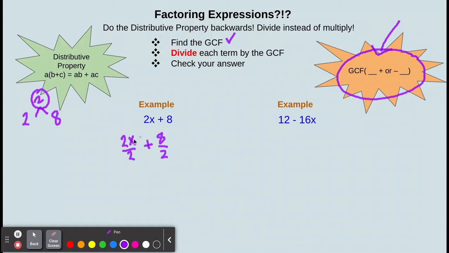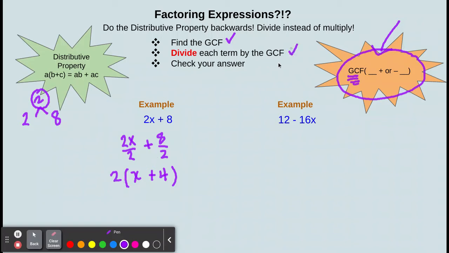Okay, I'm going to simplify this. So 2x divided by 2 is the same as just x, and 8 divided by 2 is the same as 4. Remember, we want it in this form here. Well, we have the parentheses part. What goes on the outside? The GCF. Our GCF is 2, so it looks like that.